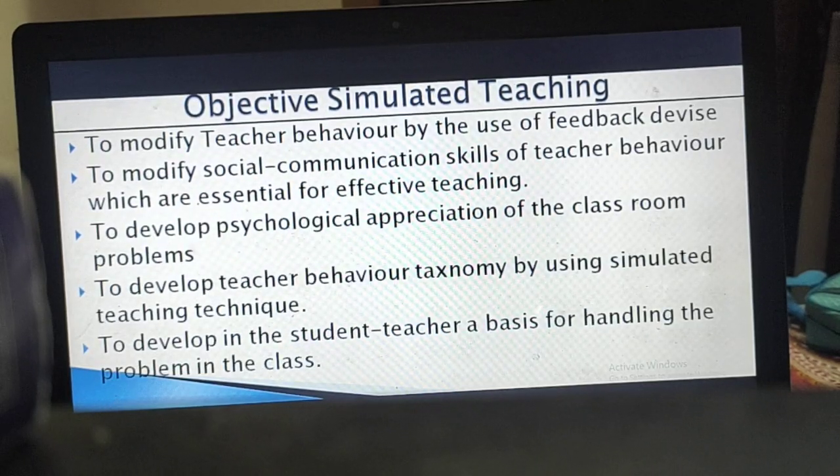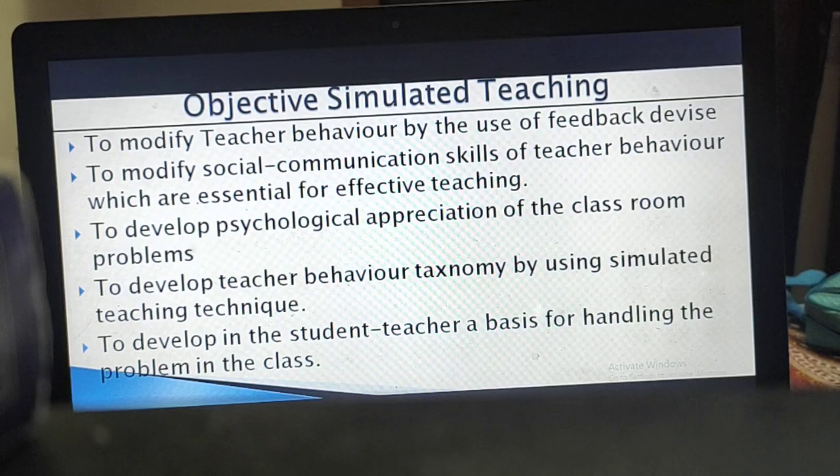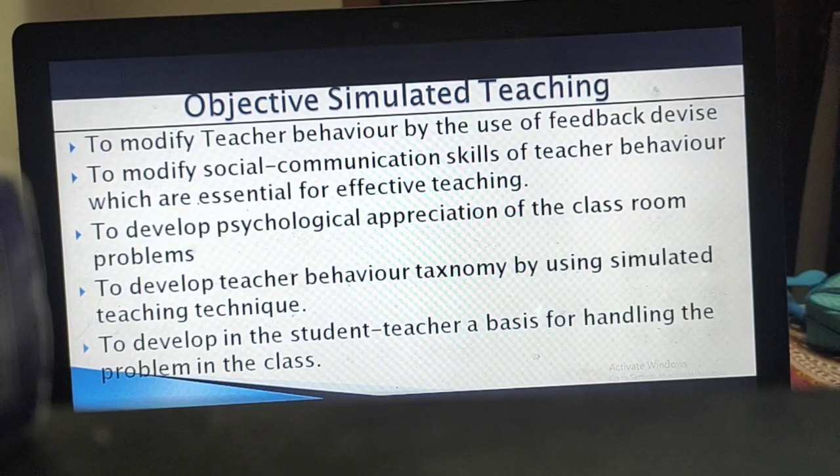So what is the objective of simulated teaching? Simulated teaching has some objectives: to modify social communication skills, to modify the teacher's behavior, to modify teaching skills, and to develop skills in handling problems in the class. These are the objectives of simulated teaching.